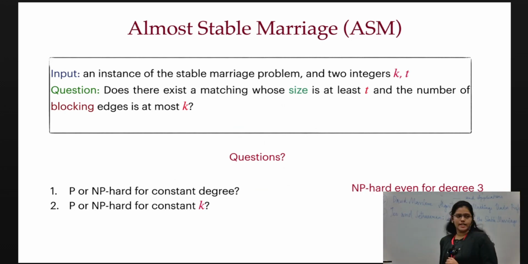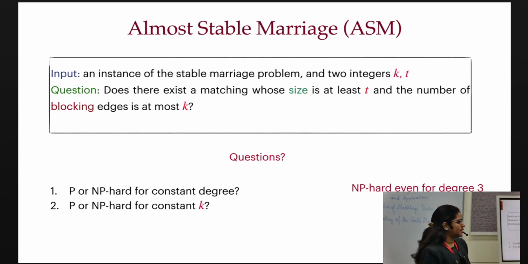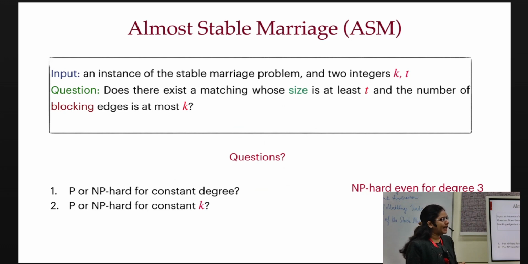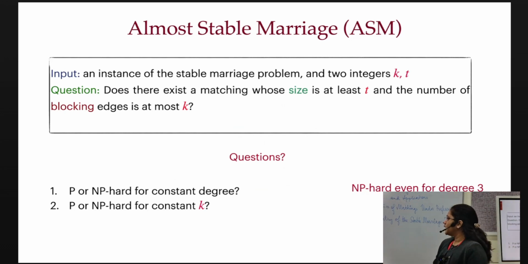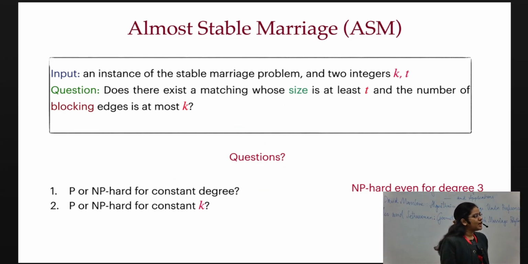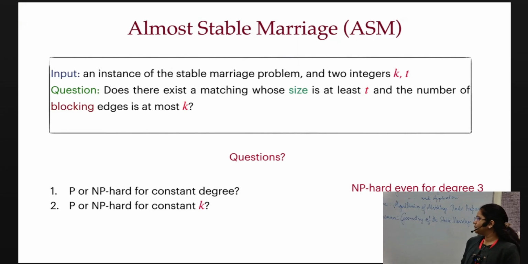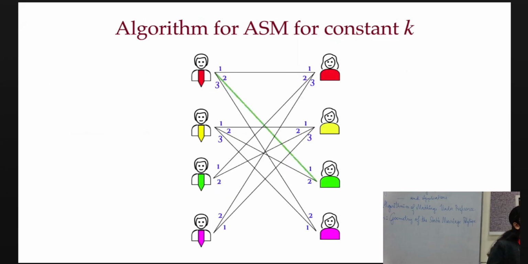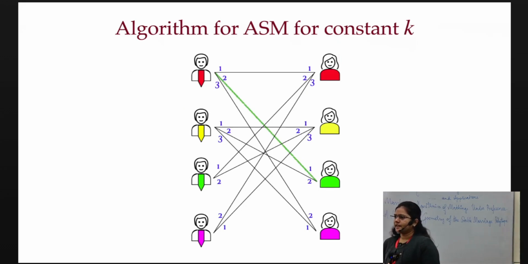The first question is NP hard even for degree 3. For degree 2 we can solve it in polynomial time using dynamic programming. We will not see that algorithm. The second case is also polynomial time solvable. The second algorithm is actually simple. Would you like to think? When the number of allowed blocking edges is constant, then what is the algorithm? Just think and raise your hand.